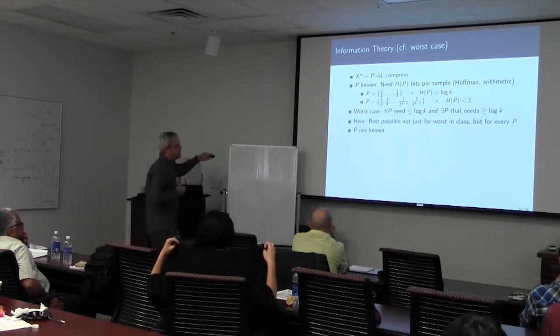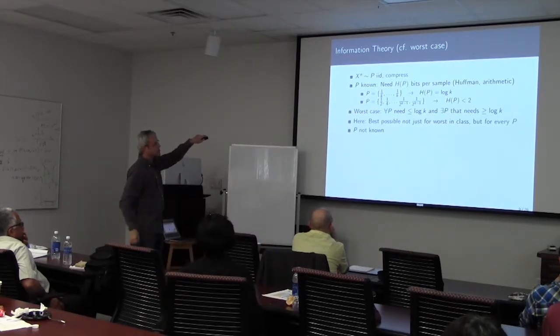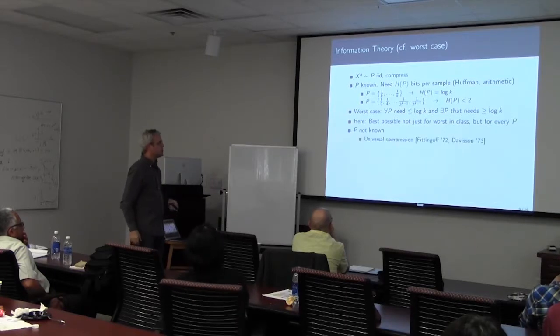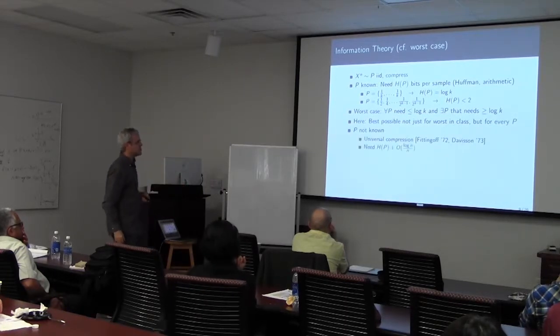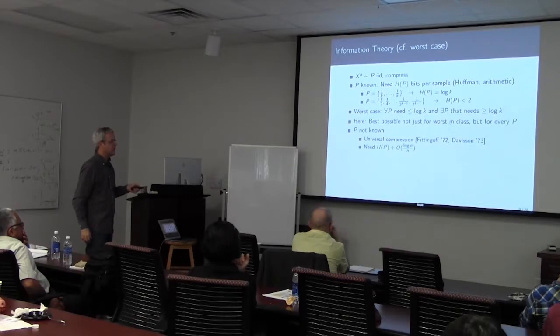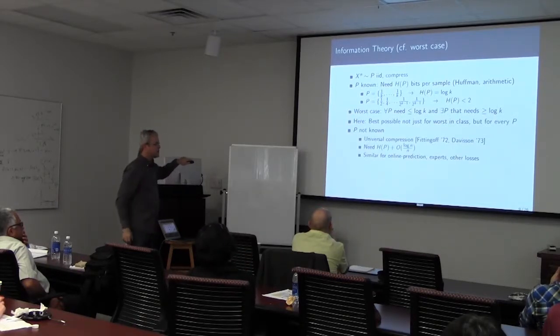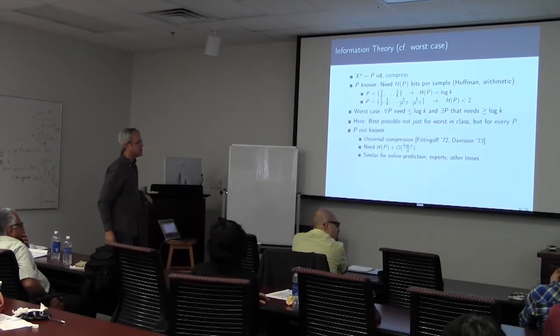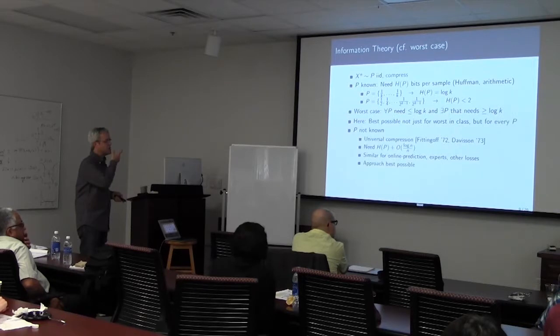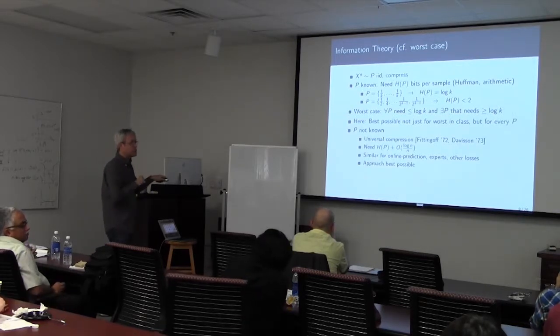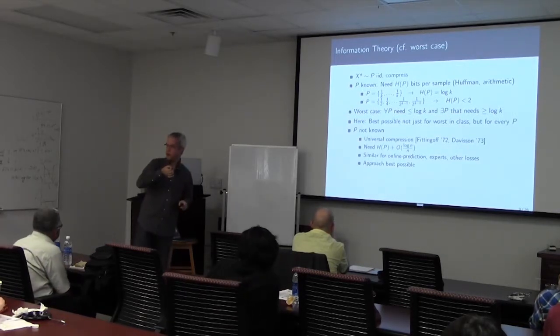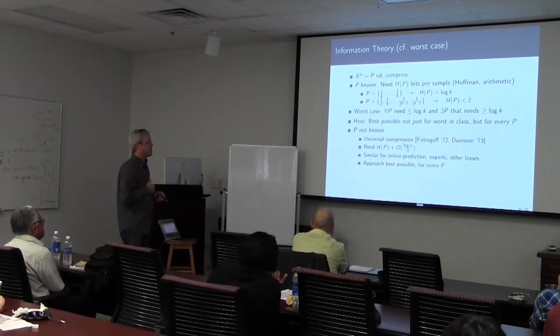Now, in this case, for simplicity, we assume that P is known. If P is not known, then there are the universal compression results, and they show that you need the entropy of P plus order of log n over n. And those are similar to online prediction with experts and other losses and so on. What all these do is they approach the best possible for every P.